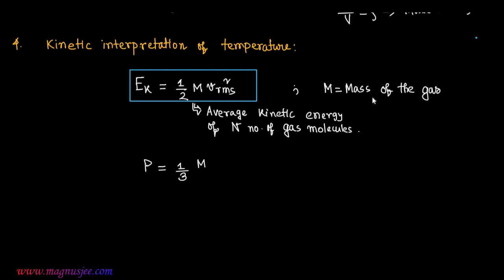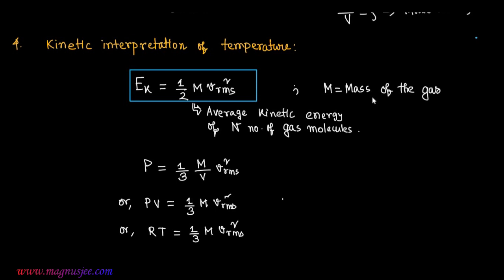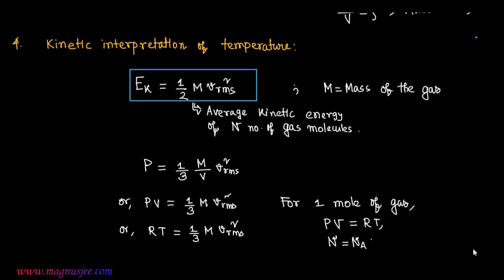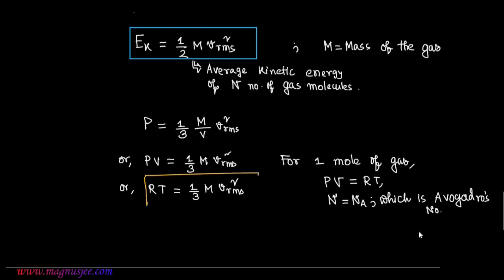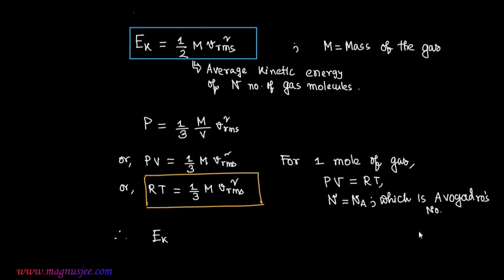We know that the pressure exerted by a gas is P, which is 1/3 (M/V) Vrms square, or PV is equal to 1/3 M Vrms square, or, in place of PV we can write RT for 1 mole of gas, which is equal to 1/3 M Vrms square. For 1 mole of an ideal gas, PV is equal to RT. That's why in place of PV we have written RT. And the number of gas molecules capital N will be equal to Avogadro's number Na. We get RT equal to 1/3 M Vrms square.